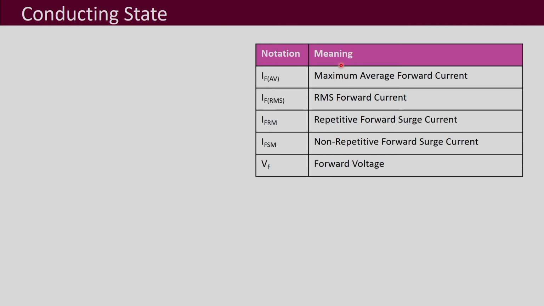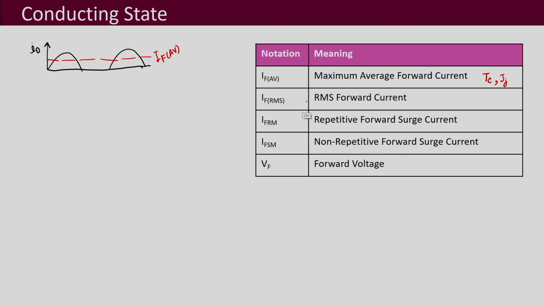Then if we look into the specifications related to the conducting state of the diode, first you will mostly see the maximum average forward current. What is this specification? Let us say you give these half sine waves to the diode, which the diode has to carry. This is your diode current ID, and if you find the average of this half sine wave, that is your IFAV mentioned in the data sheet. Usually a temperature, case temperature or junction temperature, is provided with this IFAV, the average forward current which the diode will be able to carry.